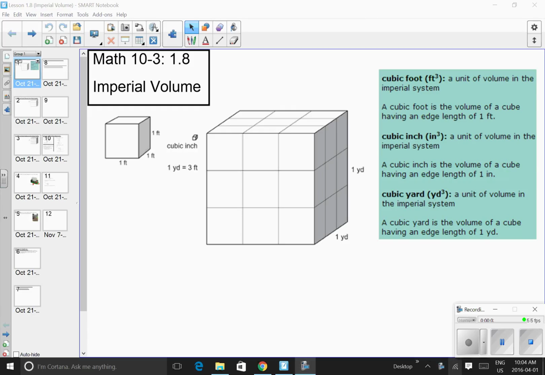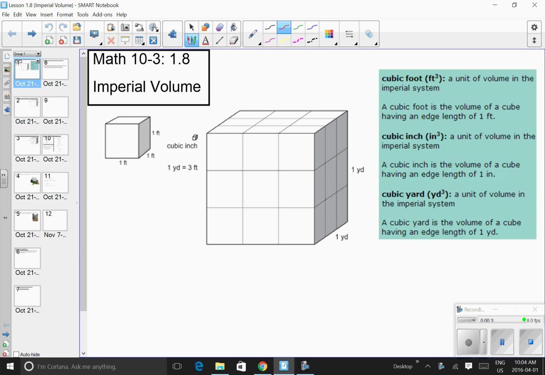Good morning. Previously we talked about imperial area. Today we're going to talk about imperial volume. Now remember, volume is things that measure how much something can hold or how much space something takes up. So we are talking about three dimensions.